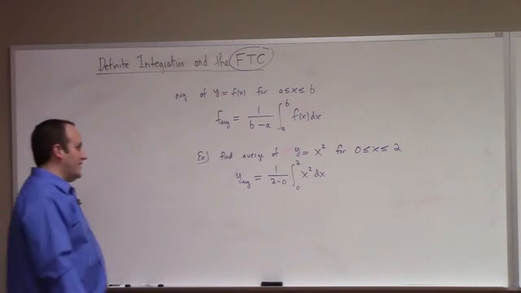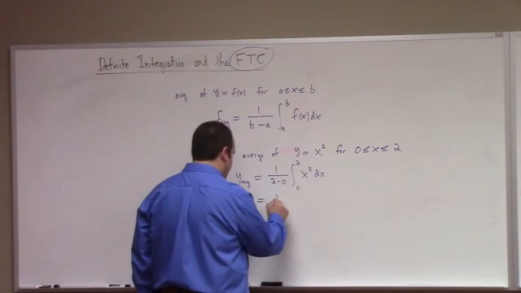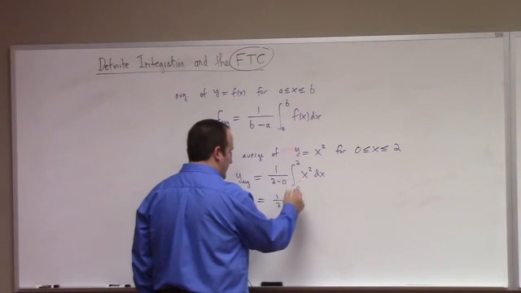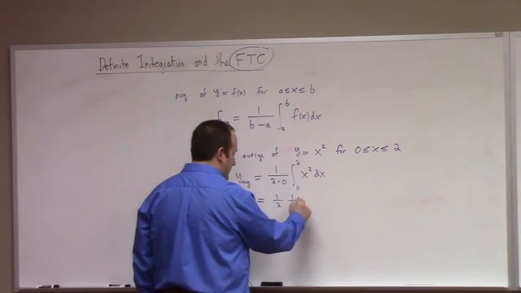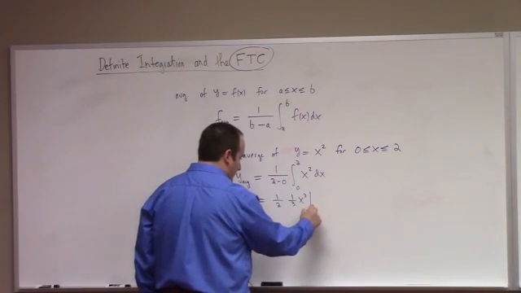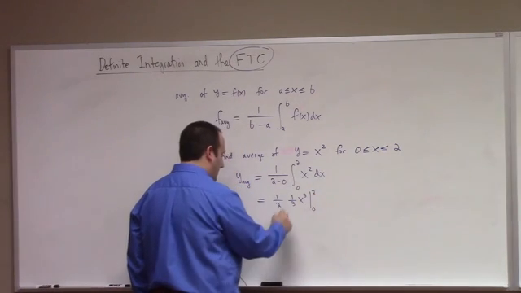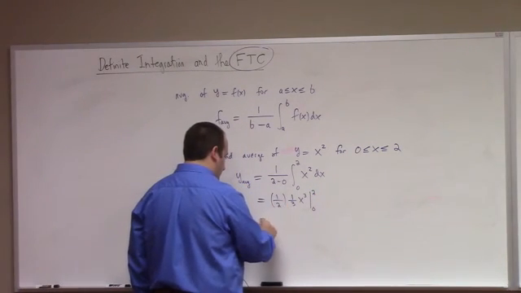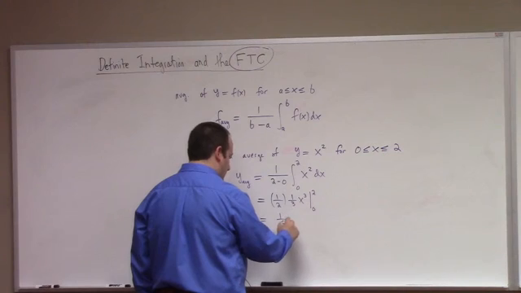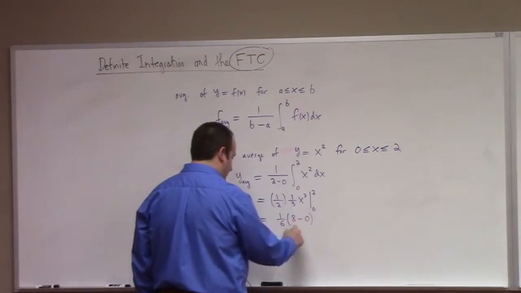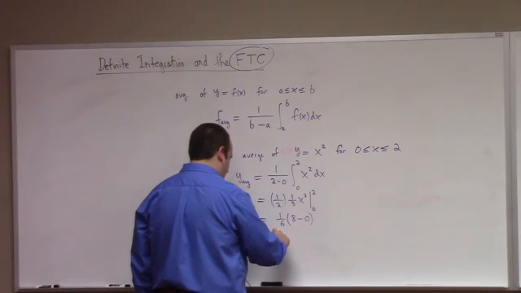So I've got 1/2. Integral of x squared is 1/3 x cubed. I evaluate from 0 to 2. So I get myself 1/6 times 8 minus 0. In other words, the average value is 4/3.